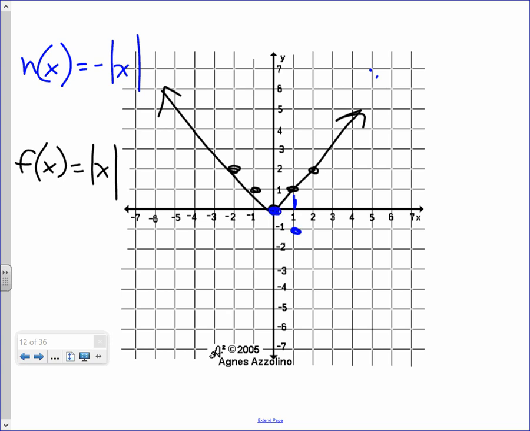0, 0 stays the same. This is 2 units away from the x-axis, so the new point here would be 2 units away, and so on. And so here's our child in blue.